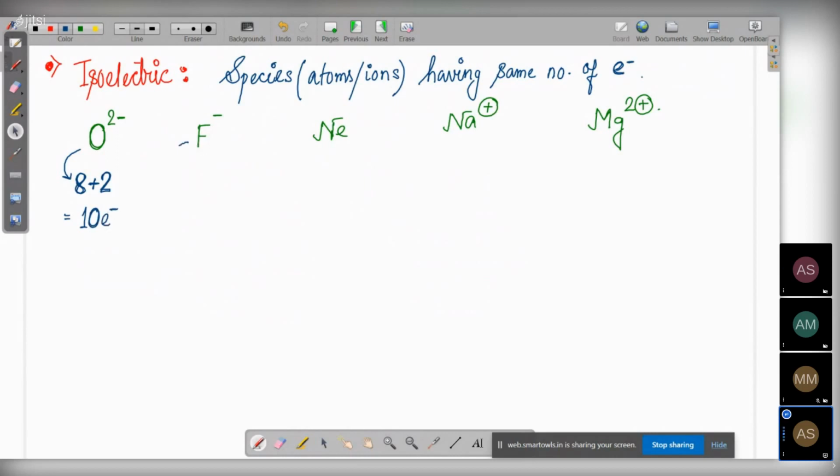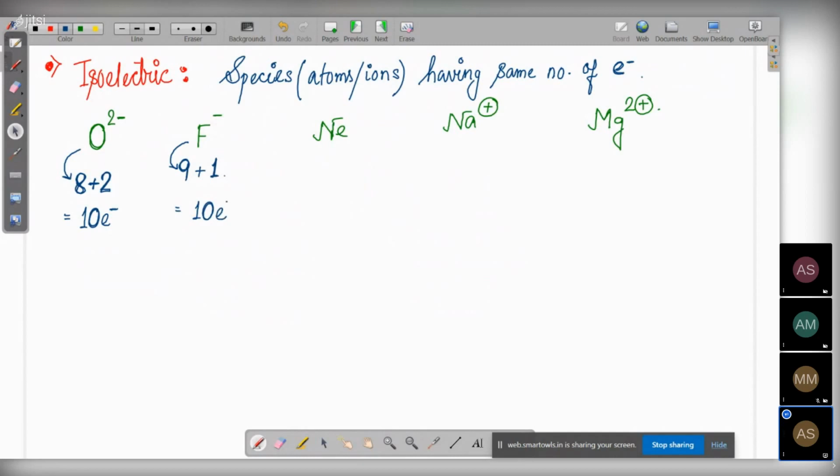Then let's see for fluorine. What is the atomic number of fluorine? It is 9. And it has a minus 1 charge, so one electron is extra. So this is also having 10 electrons.